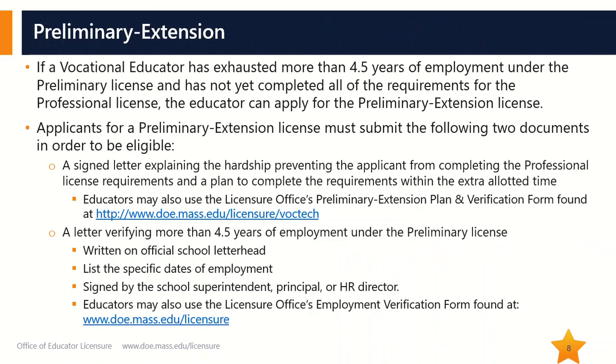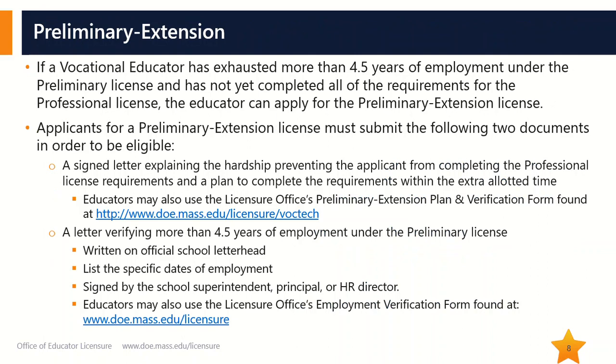If a vocational teacher has exhausted more than 4.5 years of employment under the preliminary license and has not yet completed all of the requirements for the professional license, the educator has the option of applying for the preliminary extension license. The preliminary extension license is a one-time extension that is valid for an additional 5 years of employment in the role of the license. It is a good idea to apply for the professional license at the same time as the preliminary extension license. This will provide applicants with a written evaluation detailing the remaining requirements for the professional license.